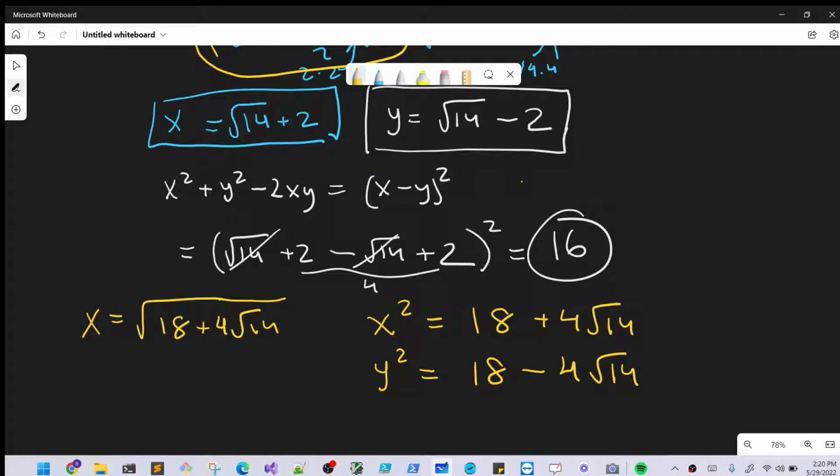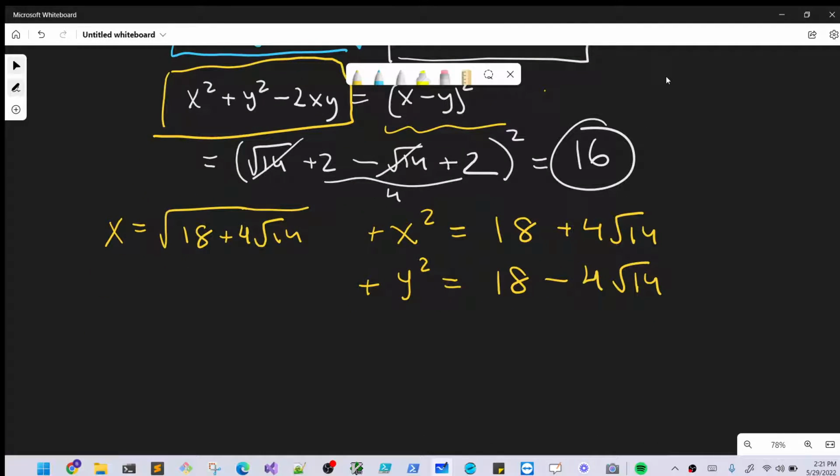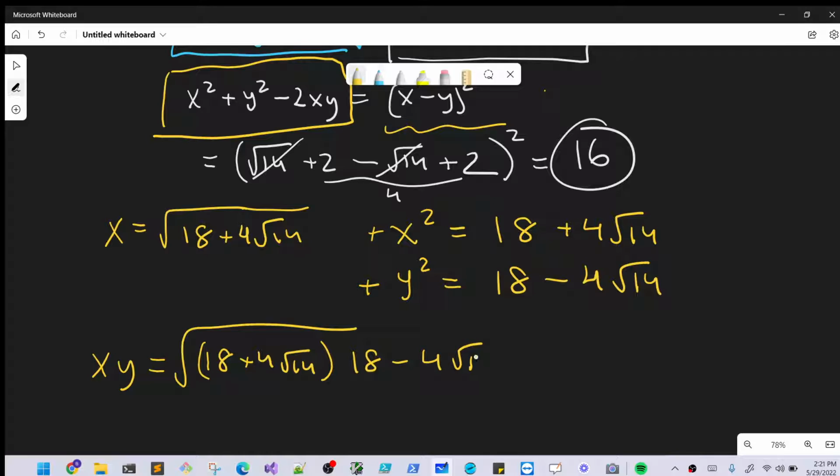And then if we want to go back and use this equation, we have our x squared, we have our y squared, and then we just need xy. So let's see, what is xy going to be? Xy is going to be the square root. We're just going to distribute. We're going to have 18 plus 4 square roots of 14 times 18 minus 4 square roots of 14. And we'll just do our distribution thing.